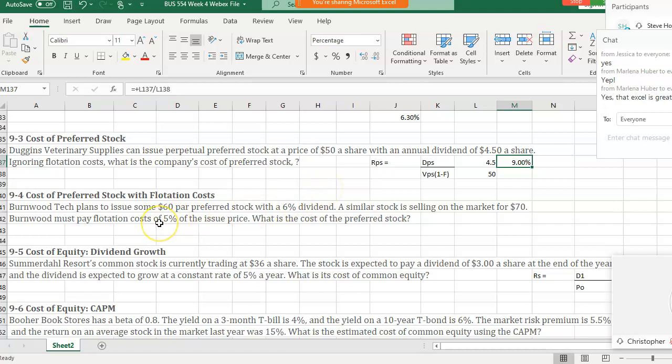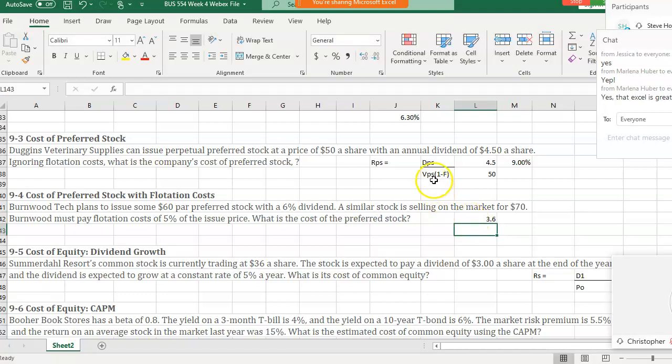Okay, now we'll go ahead and change it up and say Burnwood Tech for question 4 plans to issue $60 par preferred stock with a 6% dividend. Similar stock sells for $70. Burnwood must pay a flotation cost of 5%. What is the cost of the preferred stock? Okay, so we're going to compute what the dividend is, and you compute that as a percent of par. So the DPS is simply the $60, the par, times the percent of 0.06.